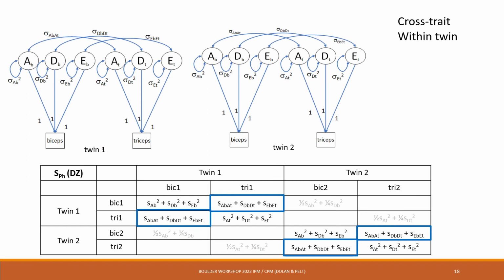What we're now going to consider is the covariance between biceps and triceps within twin members. So this is not twin 1 and twin 2; we're only considering the covariance and the variances within twin members. So what is this contributing to the matrix? Well, it's contributing the variance of biceps and the variance of triceps, the diagonal elements, and it's contributing the covariance between biceps and triceps in the twin 1 members and in the twin 2 members. So you can see that at the bottom.